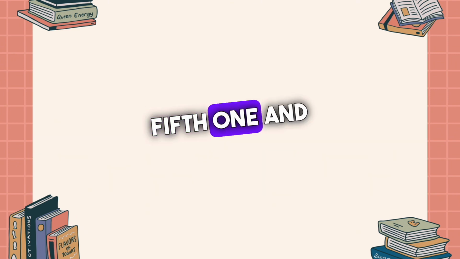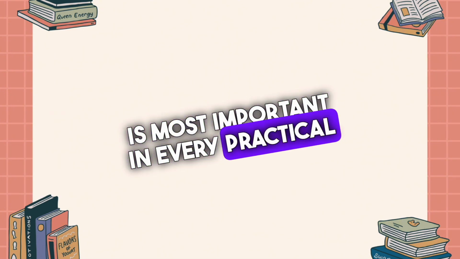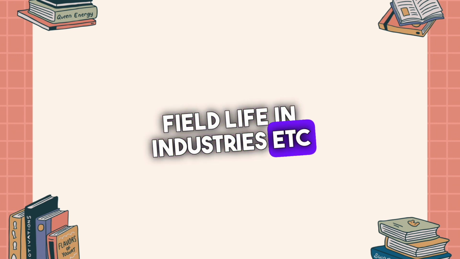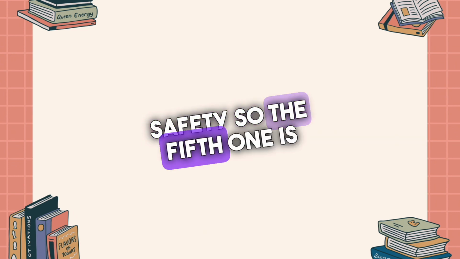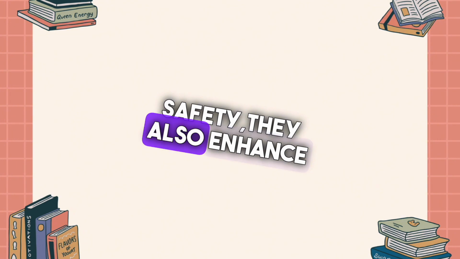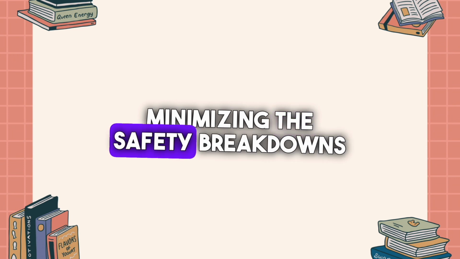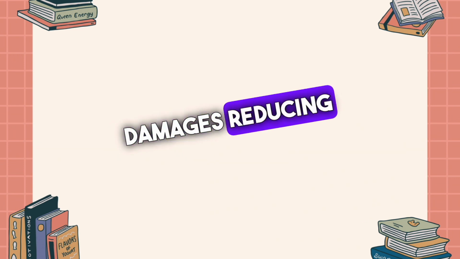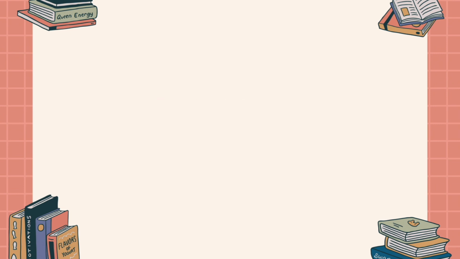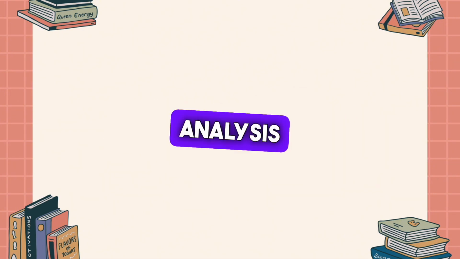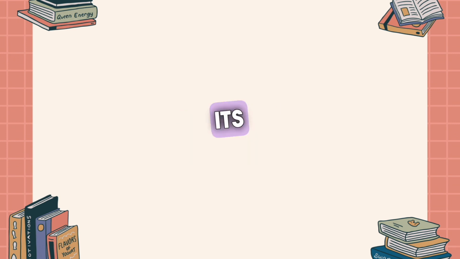And fifth one, and I think this is most important in every practical field, in industries, etc., we should obey the rules of safety. So the fifth one is safety. They also enhance the safety of the system by minimizing the risk of electrical breakdowns and damages that reduce the service life of equipment.